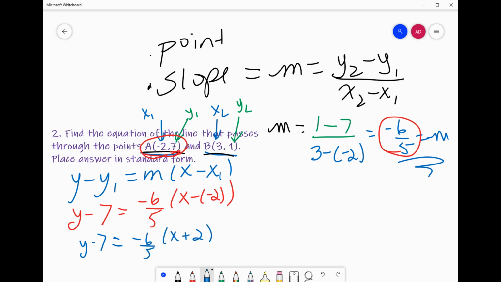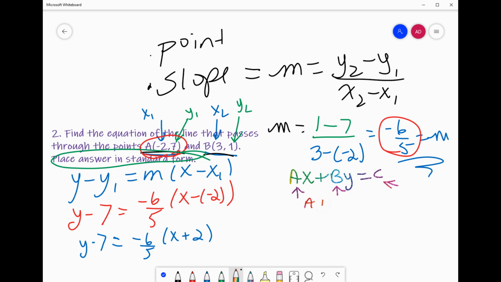Now, this is the tricky part. The answer is supposed to be placed in standard form, not slope-intercept form. Standard form is the form that's ax plus by equals c, where the x's and y's are on one side and the constants on the other, okay? The a's and b's, by the way, must be integers, and they both can't be 0, because then you'd have 0 equals c, and that's just crazy talk.